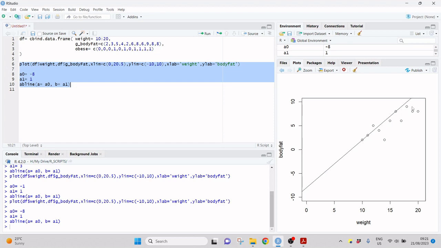And for each of these points, we add it up. And then we want the line where this value is minimal. So minimizing the sum of squares, or doing least squares regression.